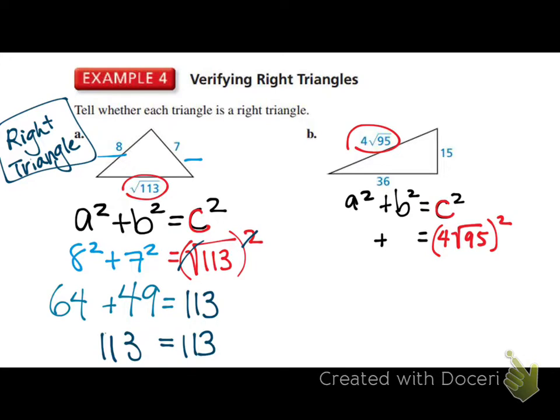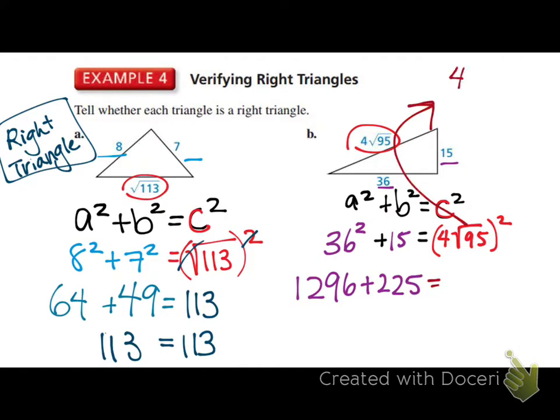All right, plug in A and B. What is A squared? Sorry, 36 squared. 1,296. And then 15 squared is 225. We're going to do the 4 square root of 95 off to the side. So I haven't done anything yet, I just rewrote it. Remember, I'm going to separate them with a multiplication symbol. And then I'm going to distribute the square, if you want to call it that. So both of them are being squared.